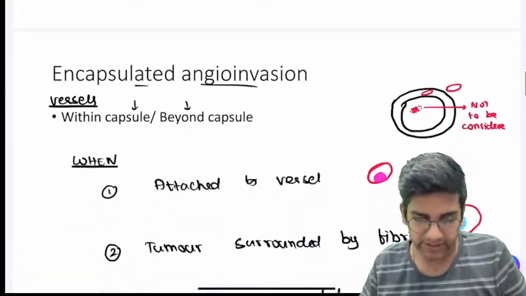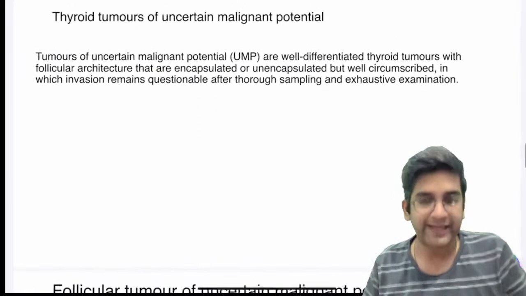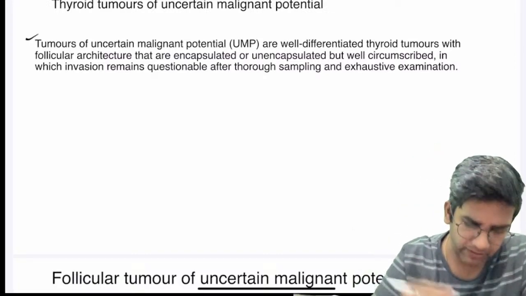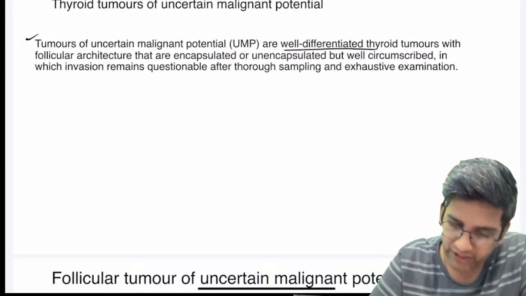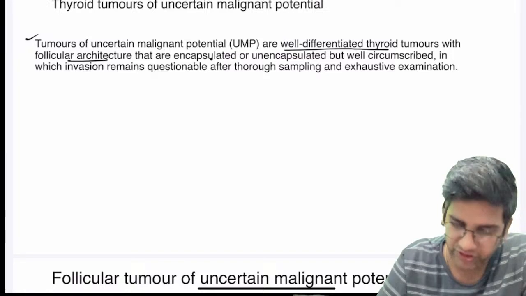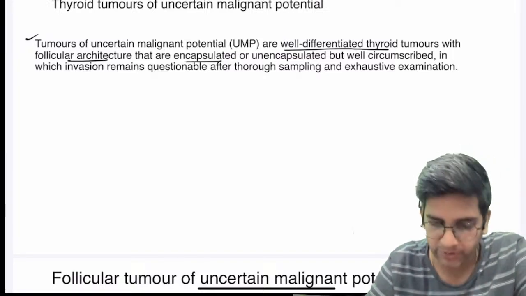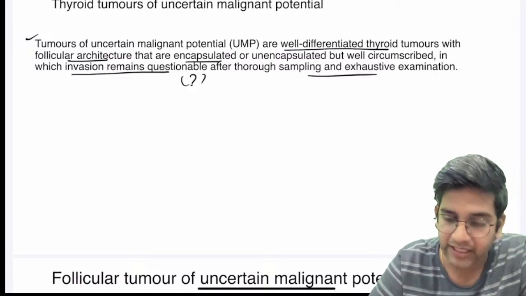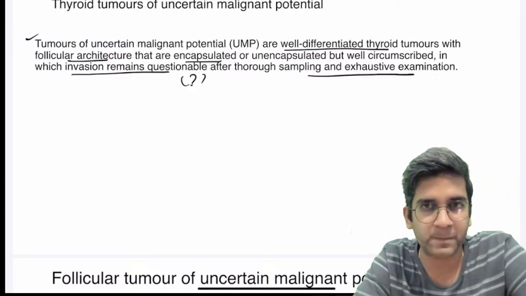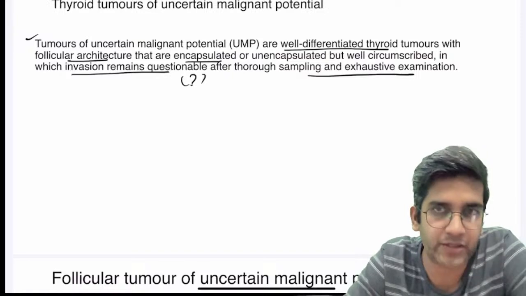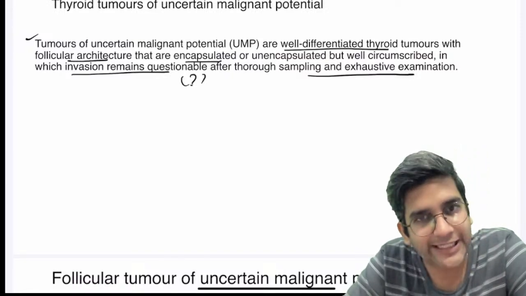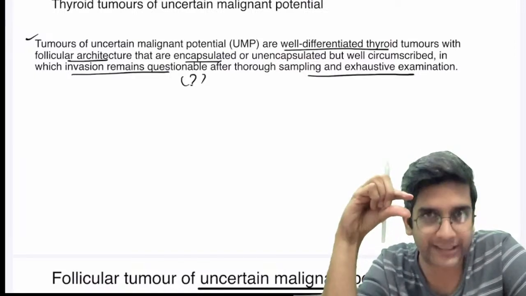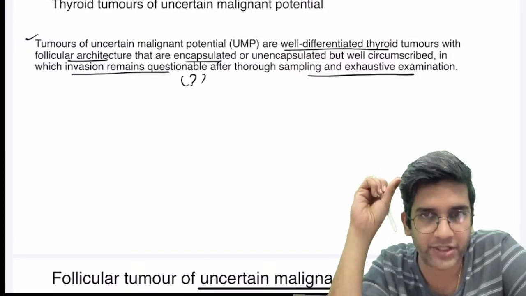So that's where your UMP comes in. Thyroid tumors of uncertain malignant potential. This is the extract from WHO exactly. Well differentiated thyroid tumors with follicular architecture that are encapsulated or unencapsulated but circumscribed with invasion which remains questionable even after complete sampling. So what do you mean by questionable invasion? The criteria is also very questionable. Like I said, in the image, when something fits into not yet, I call it a questionable invasion, right?